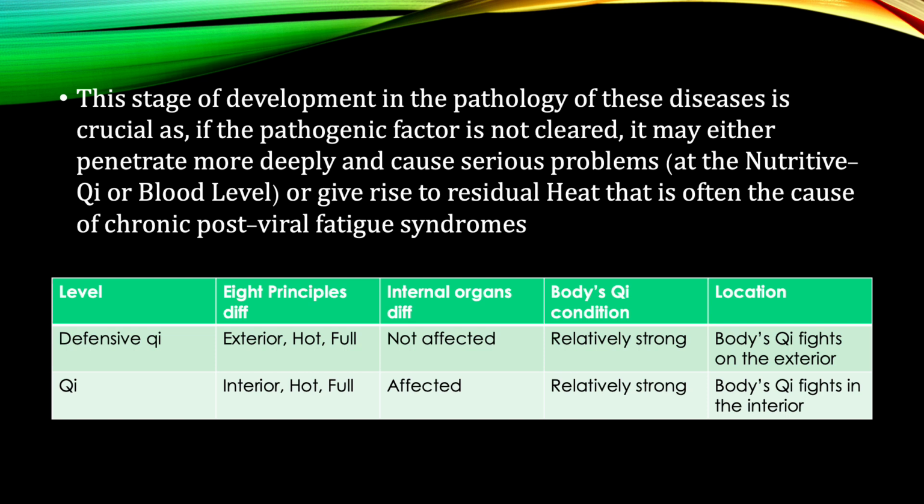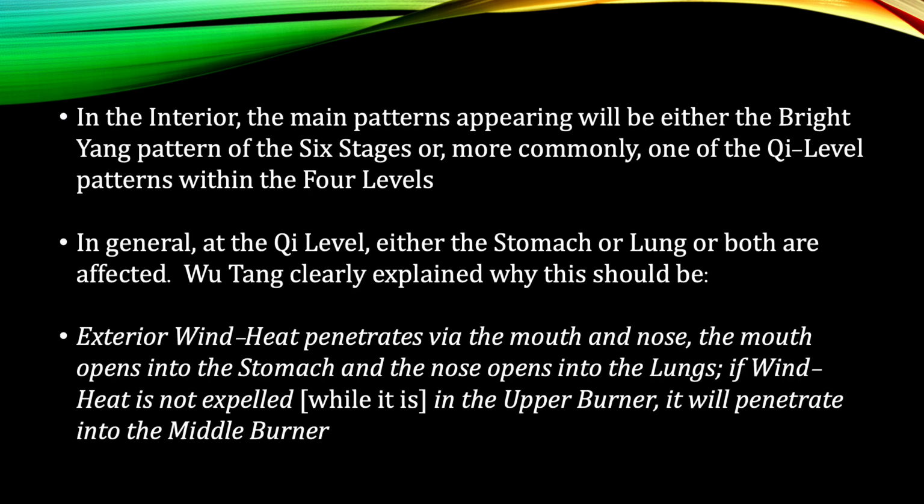Defensive qi level: exterior, hot and full. Internal organs are not affected, and the body's qi condition is relatively strong, and the body's qi fights on the exterior. For the qi level: interior, hot, full, internal organs are affected. Body's qi condition is relatively strong, and the body's qi fights in the interior.